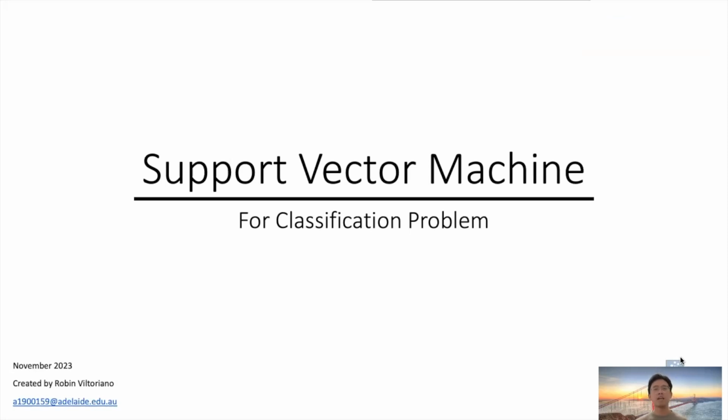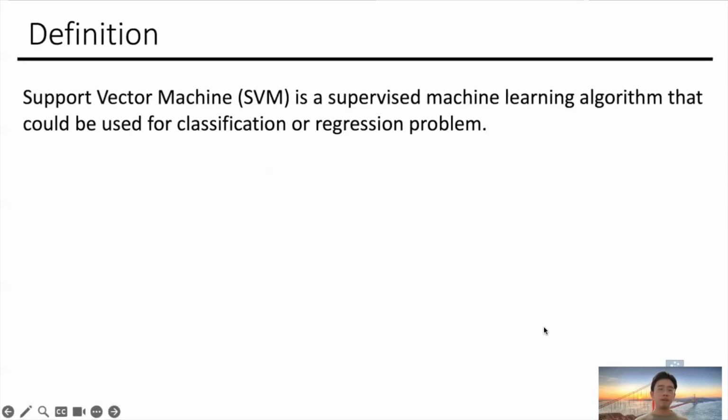I am an AI and ML master student, and today I'm going to discuss support vector machine for classification problem. Before we dig deeper into this presentation, let me tell you the definition of support vector machine or SVM. SVM is just a supervised machine learning algorithm that could be used for either classification or regression problem.